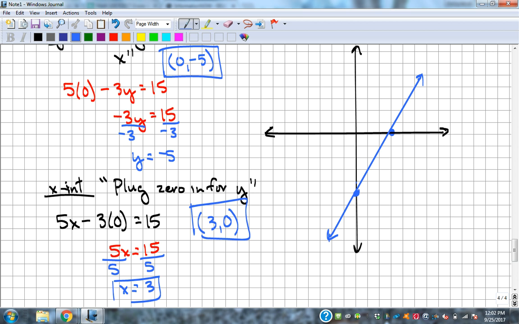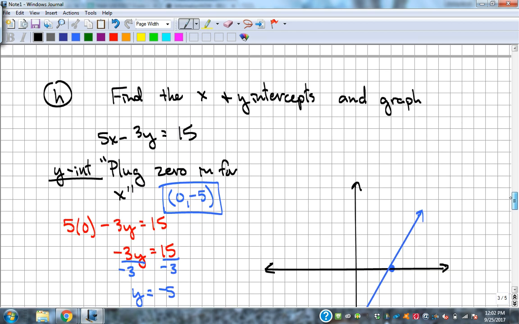Okay, that doesn't happen very often, and usually I'm not going to ask you to do one by X and Y intercepts that's the case with. But if you were by chance to stumble upon one like that, you still need to make a table if the origin is your X or Y intercept. Okay, let's do a couple more of those.